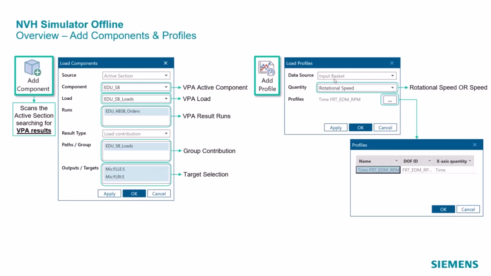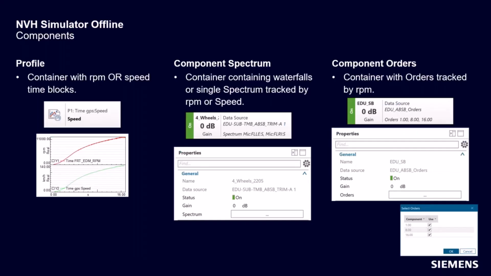So this does not need to be one of the test scenarios that you have used to provide or build the VPA results. You can have these profiles exterior, and you can run different types of profiles for all of your different virtually assembled products. And in this case, you put whatever you want to use for time domain in the input basket. It finds that, and then you select the channels accordingly. The profile is, again, this RPM or vehicle speed.